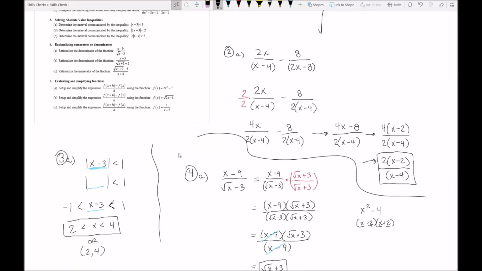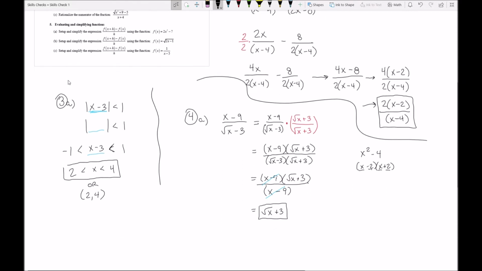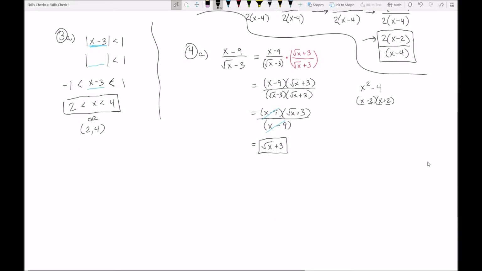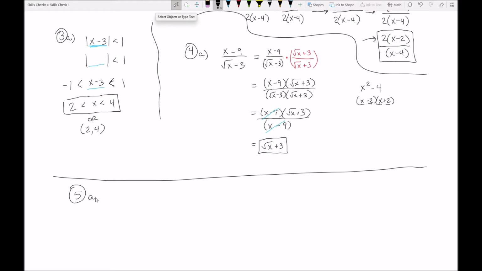Let's now turn our attention to the last topic here on this skills check, which is how can I take a given function, plug different things into that function to set up an expression and ultimately evaluate it. So let's try this here on number 5a. And I'm going to go ahead and make a whole bunch of space to do this down here. So number 5, part A.